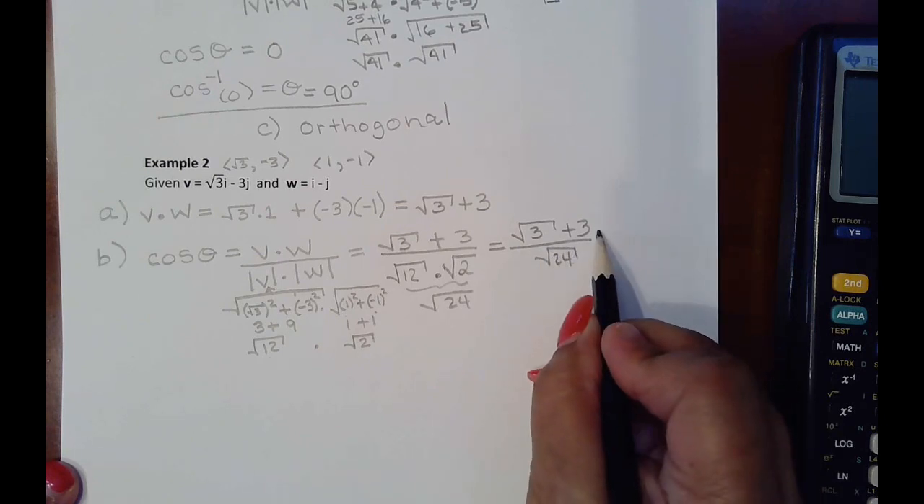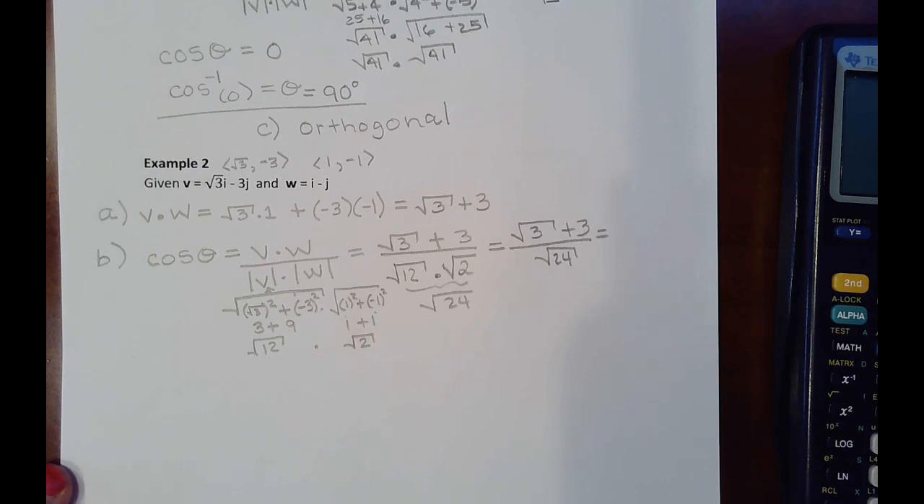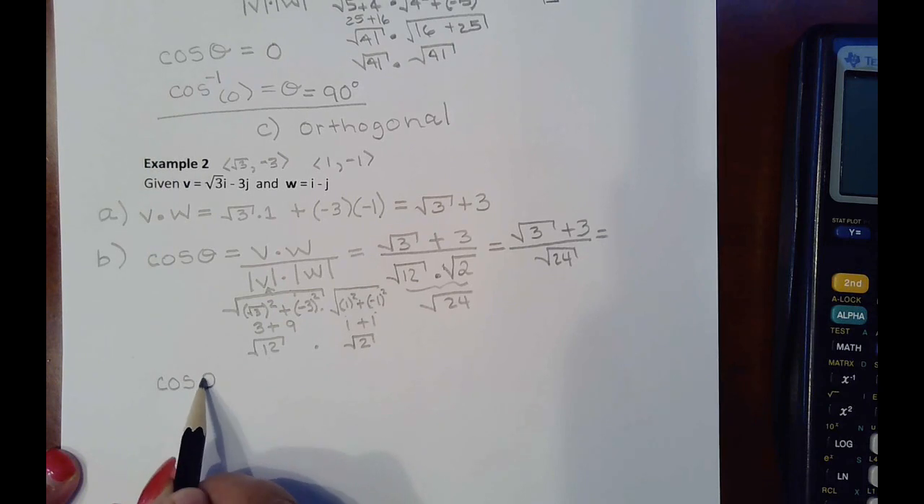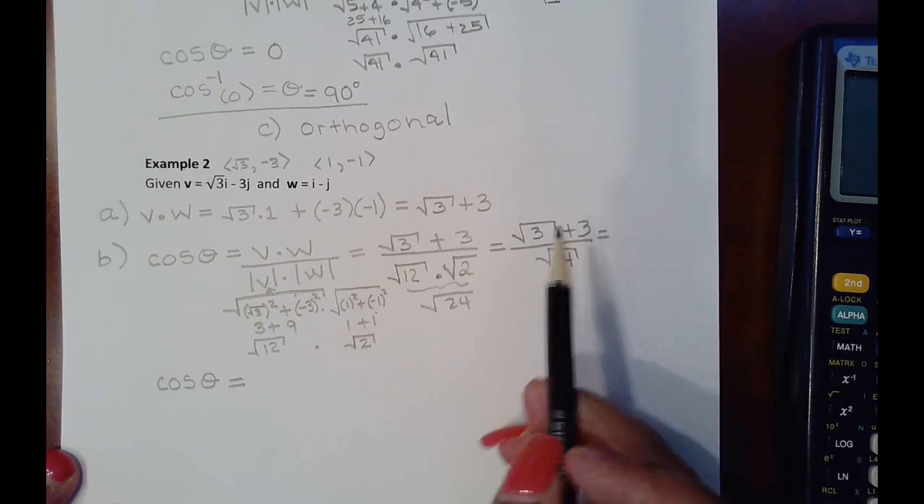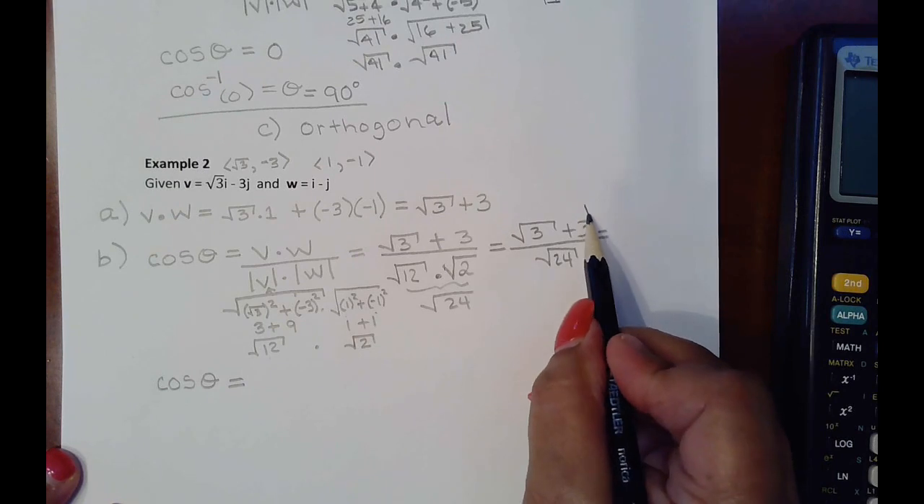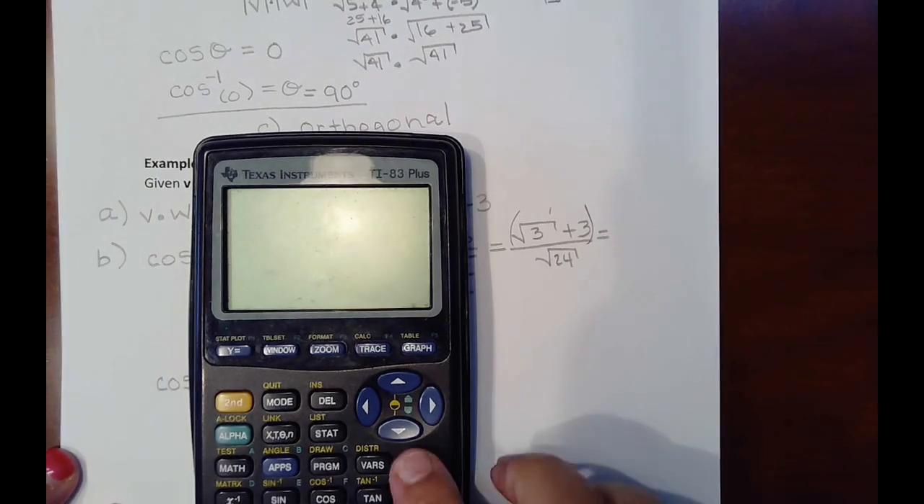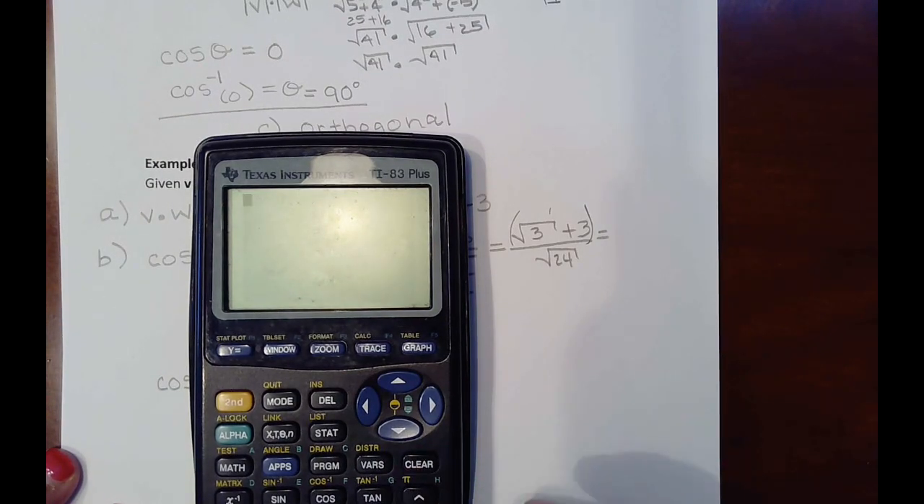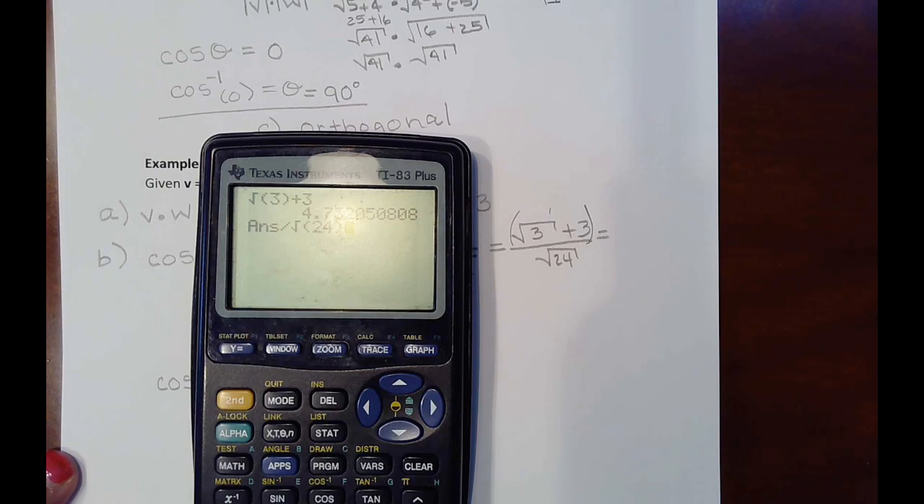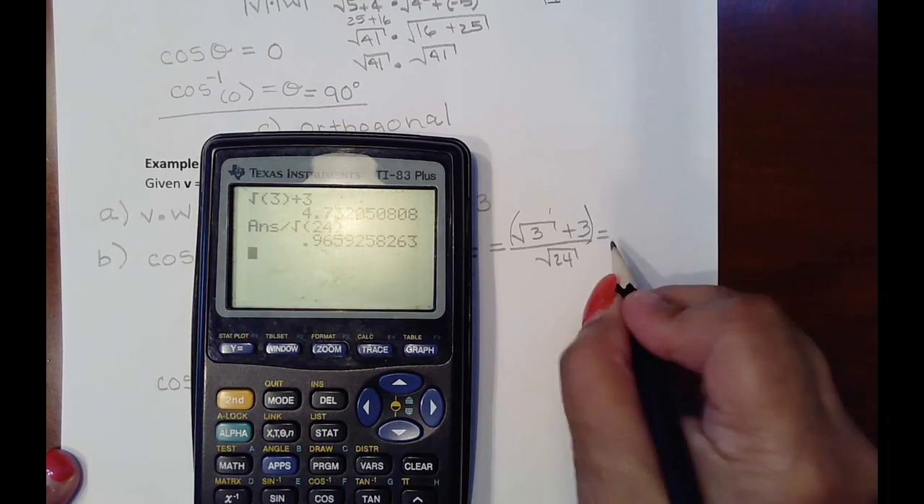Okay, so now what you want to do is bring this to a single decimal so that you can figure out what is the theta. So we have cosine of theta is equal to, we're going to feed this into the calculator. Square root of 3 plus 3 is the numerator divided by square root of 24. Okay, so at the top, square root of 3, close it, plus 3. With that calculation, divided by square root of 24, and that turns out to be 0.9659.